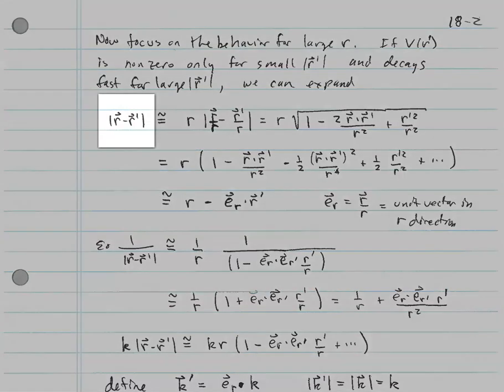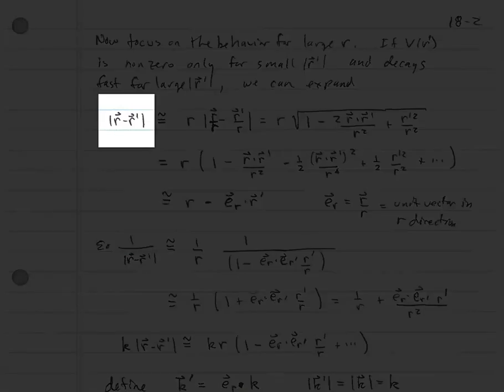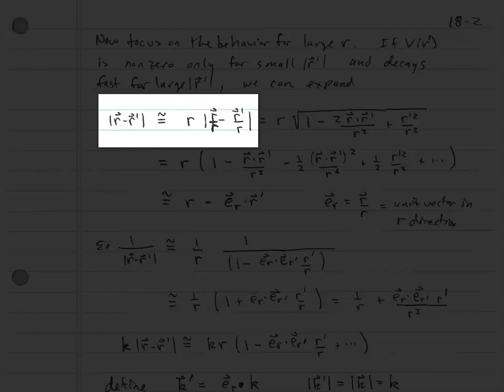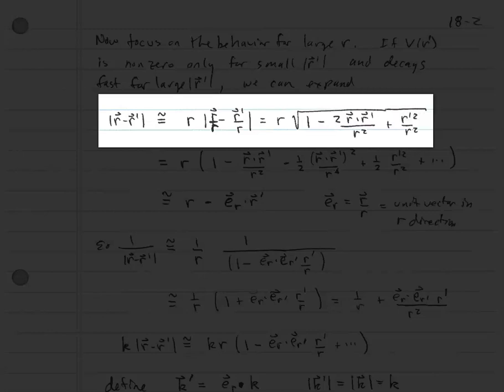as r goes to infinity. So what we want to do is expand this modulus |r − r'|, because that enters into the formula for the Green's function. We simply multiply and divide by an r, and notice that r over r is a unit vector. Or if you like, we just expand that modulus out, and we get the r out in front, and then a square root of r² over r², which is 1, minus 2 r·r' over r², plus r'² over r².